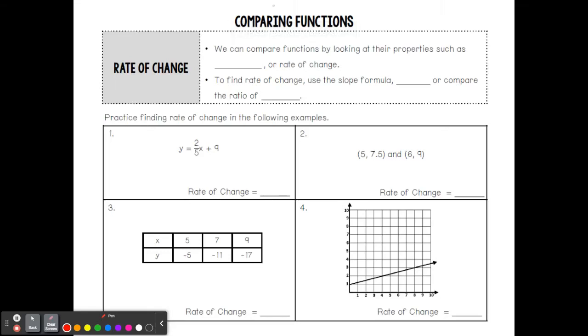So with comparing functions, we're just comparing them in different forms. Okay, so this says we can compare functions by looking at their properties such as their slope or rate of change. Remember, slope, rate of change, unit rate, constant of proportionality, those are all the same things. We've talked about that all year. To find rate of change, use the slope formula.